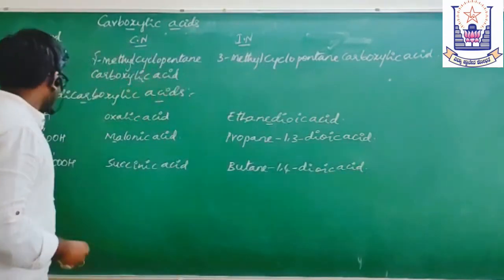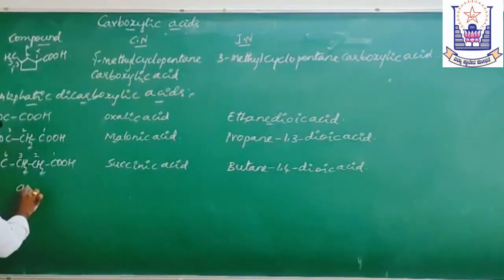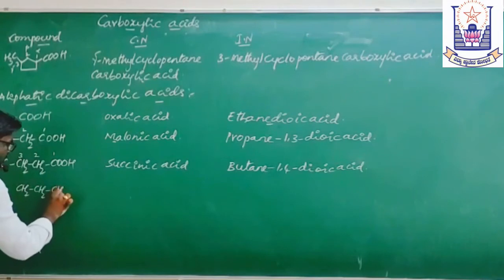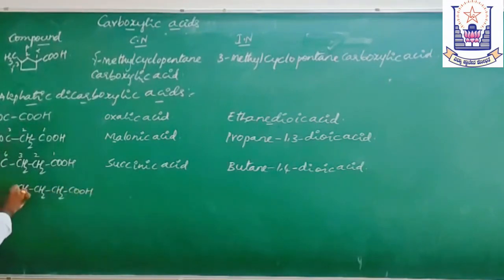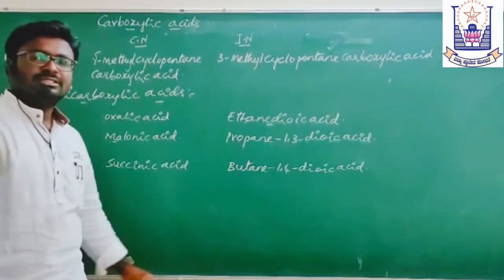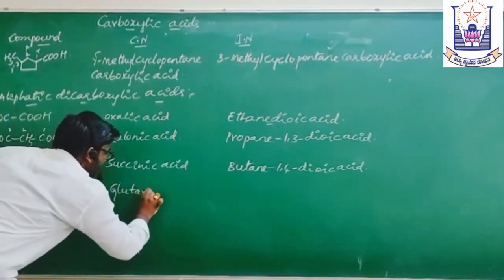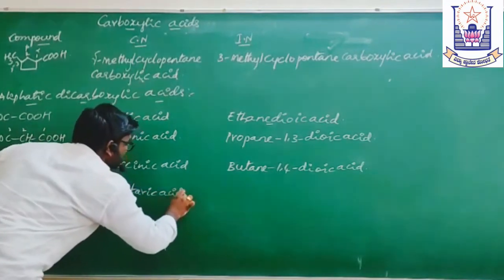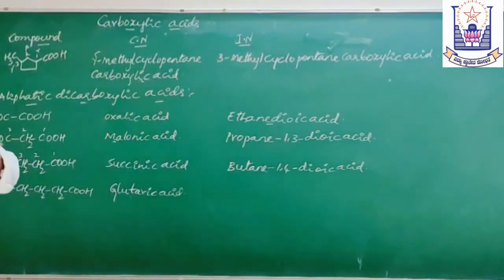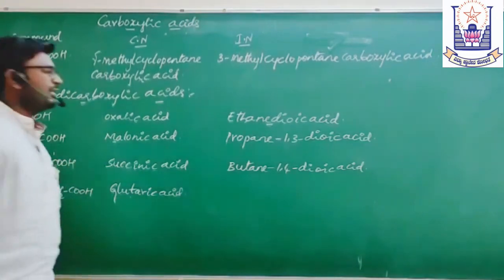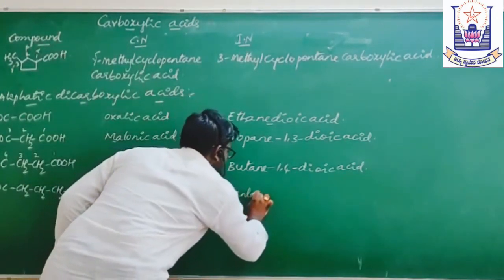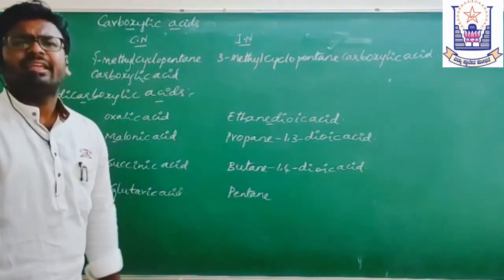Okay. Come to the next homologous series. CH2, CH2, CH2, COOH, and on this side one more COOH. Now, what is the common name of this compound? Glutaric acid. Okay. It is easy to remember also. I will disclose the clue later. What is the IUPAC name? 1, 2, 3, 4, 5. Okay. So pentane 1, 5 dioic acid, or simply pentane dioic acid. No problem.